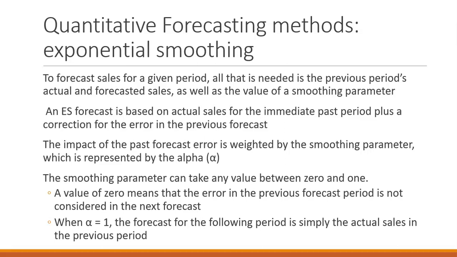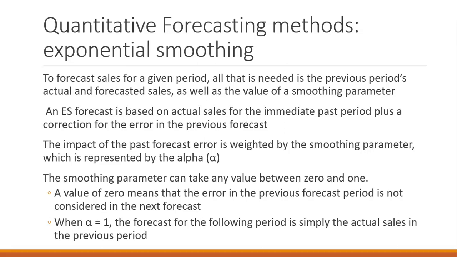So if our forecasted sales were 150 and our actual sales were 140, then we had an error of 10. So we were 10 off in our prediction from forecast to actual. We use an alpha then to weigh that forecast error. So the smoothing parameter can take any value between 0 and 1.